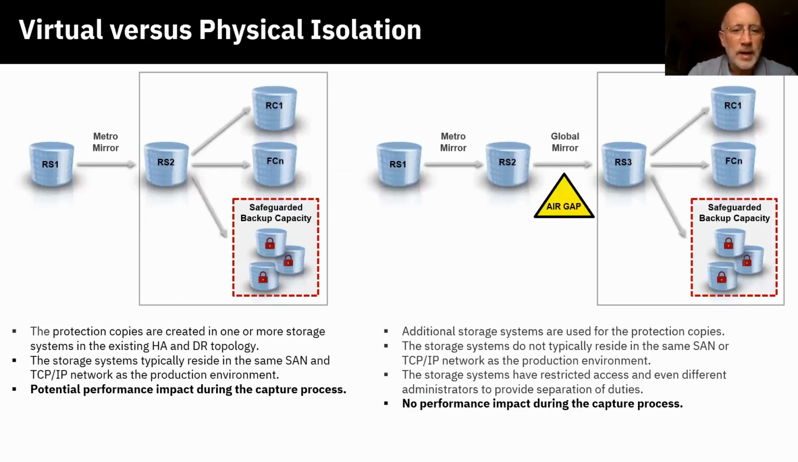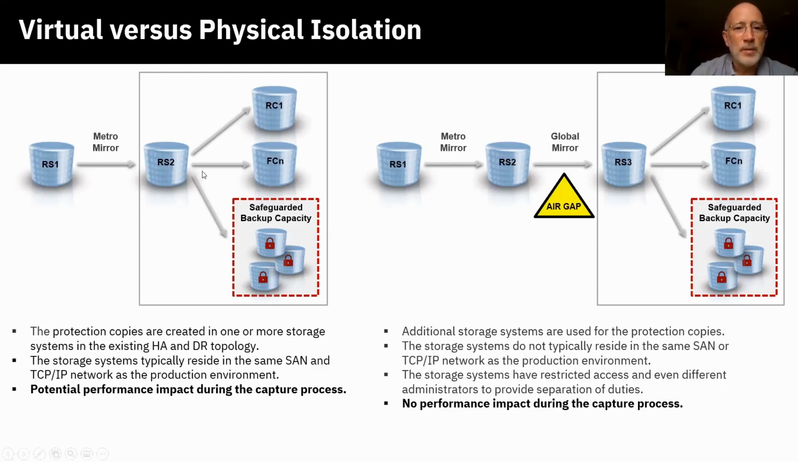We mentioned this idea of virtual versus physical isolation. On the left-hand side, we have a picture of what we call a virtual isolated model. To simplify the picture, we've adopted a Metro 2-site solution. So we have simple synchronous replication from RS1 to RS2. And in this picture, on the same subsystem that is hosting RS2, we've configured a recovery copy set and up to 11 FlashCopy sets, and also provisioned safeguarded backup capacity.